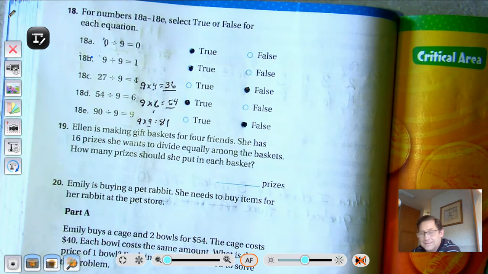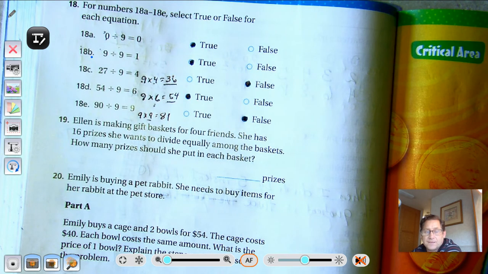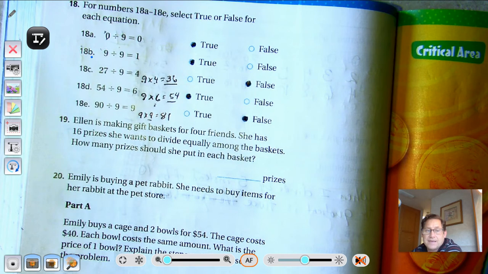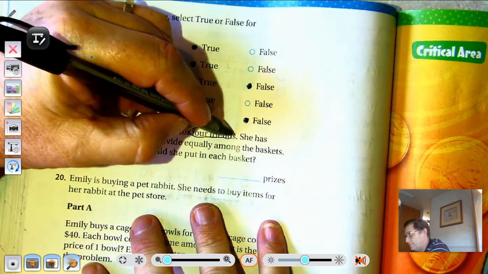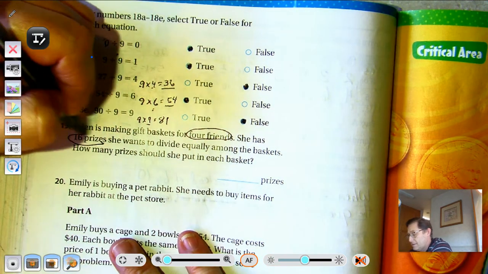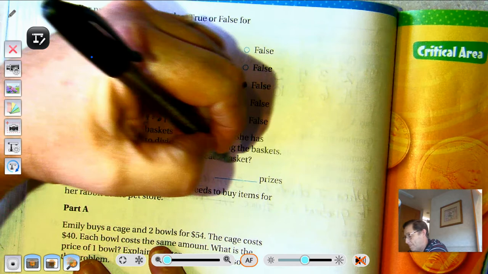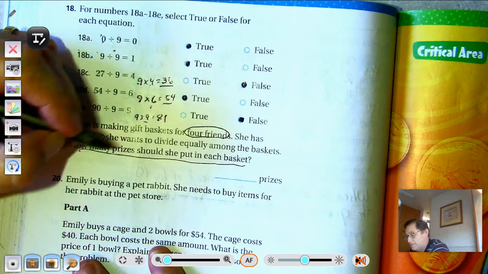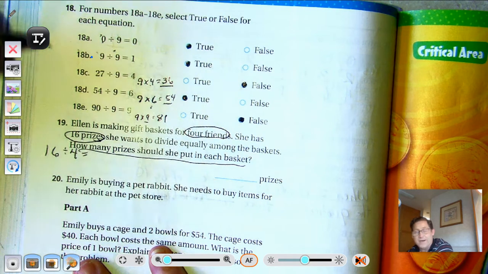Okay. 19. Ellen is making gift baskets for friends. She has 16 prizes she wants to divide equally among the baskets. How many prizes should she put in each basket? Okay, so the gifts are going to 4 friends. So she's going to share those baskets with 4 people. And so she has 16 prizes to share with 4 people. So our problem is 16 shared with 4 friends.